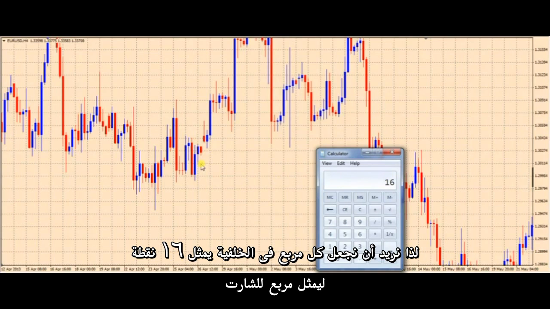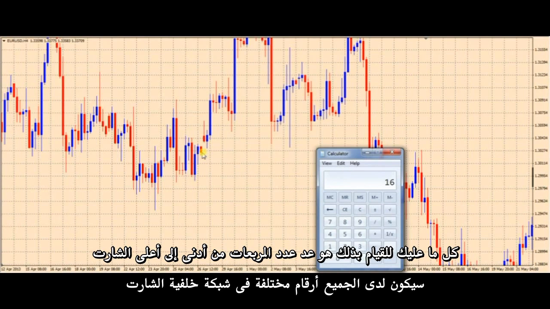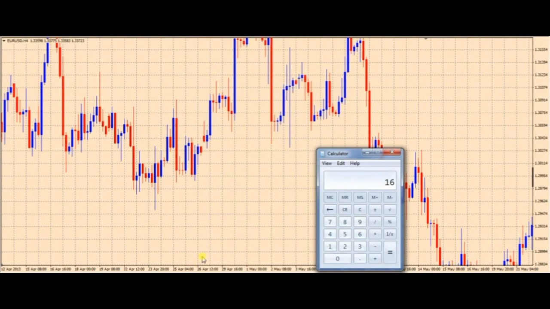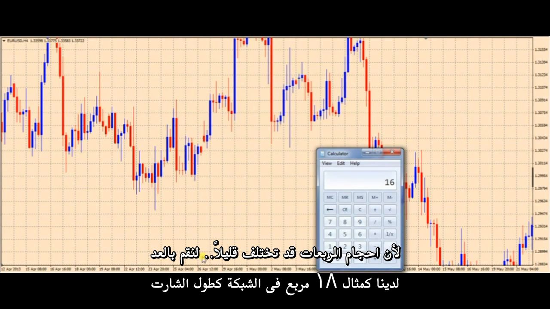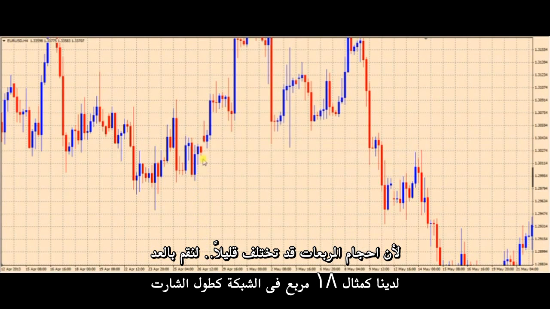So we need to make each background square represent 16 pips in height to be a square chart. All you have to do is count how many squares you have from the bottom of your chart to the top of your chart. Everybody's going to have a different number of squares in the back of their chart because not everybody's chart is going to be the same size. So if you just count, 1, 2, 3, 4, 5, 6, 7, 8, 9, 10, 11, 12, 13, 14, 15, 16, 17, 18, we see that in this example I have 18 background grid squares as the height of my chart.